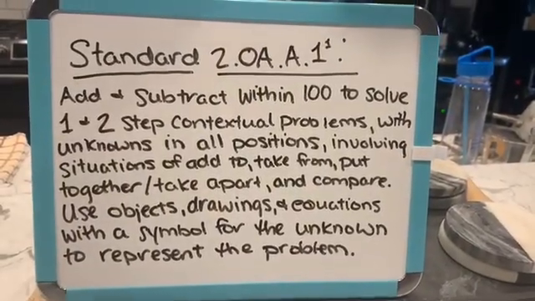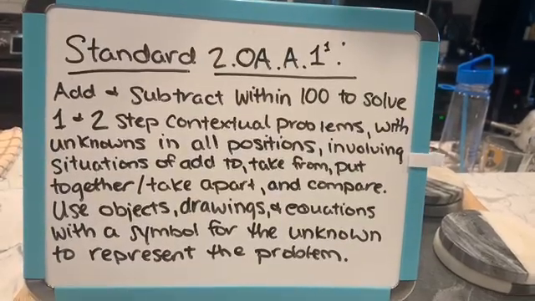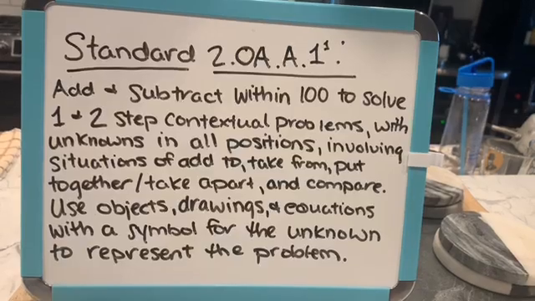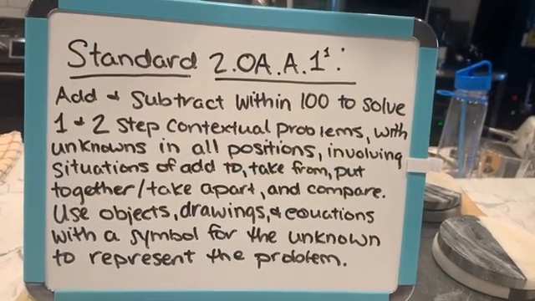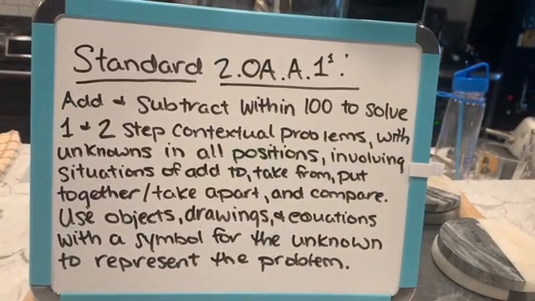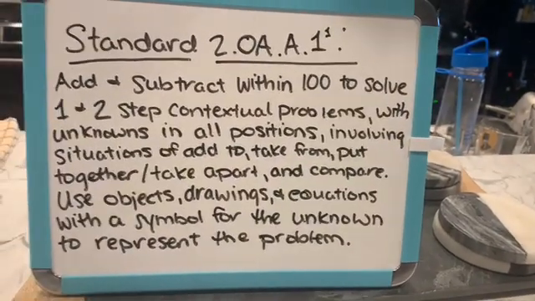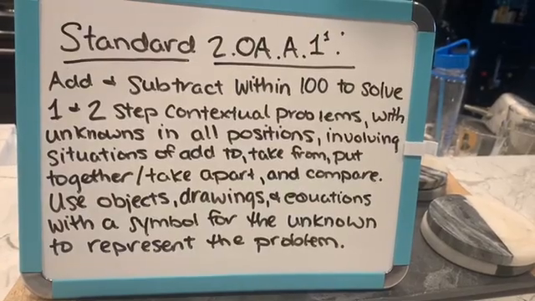Okay, so this is a second grade math standard, and it says add and subtract within 100 to solve 1 and 2 step contextual problems with unknowns in all positions, involving situations of add to, take from, put together, take apart, and compare. Use objects, drawings, and equations with a symbol for the unknown to represent the problem.